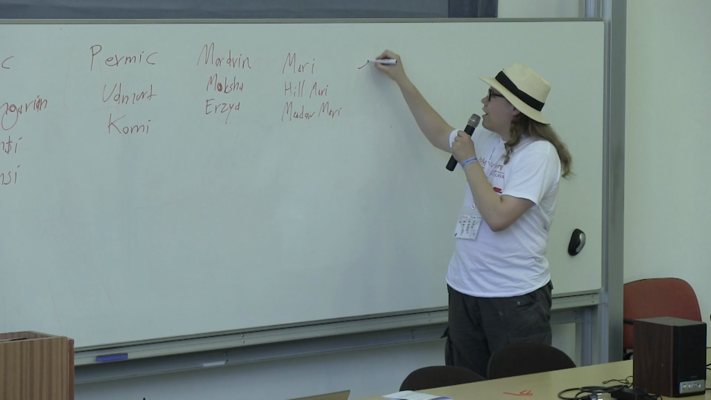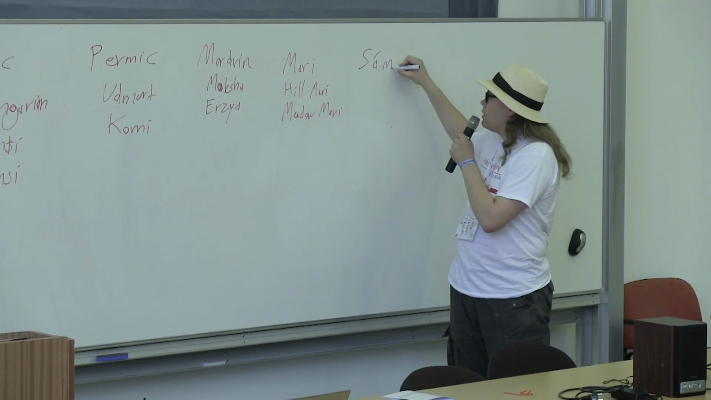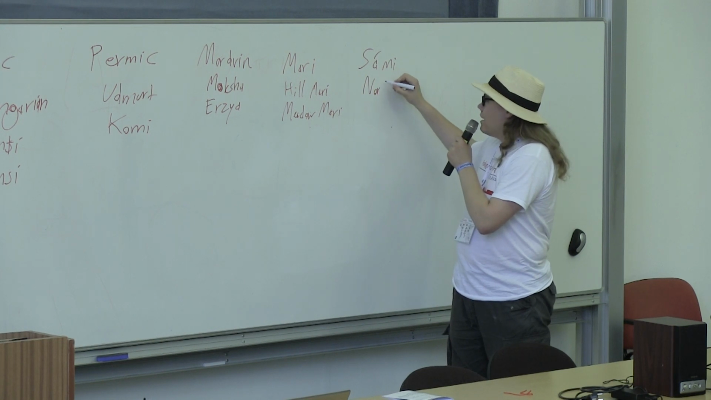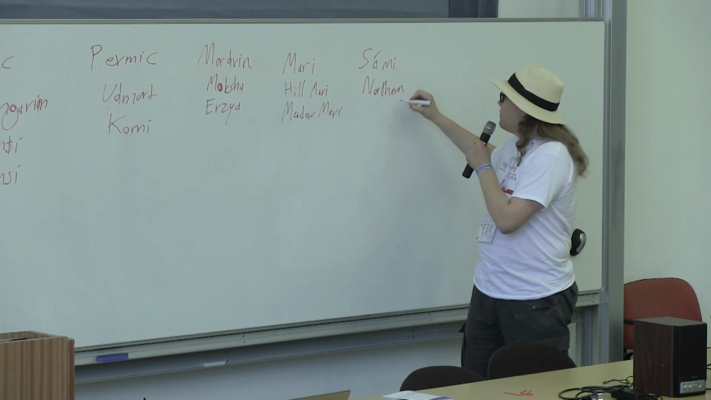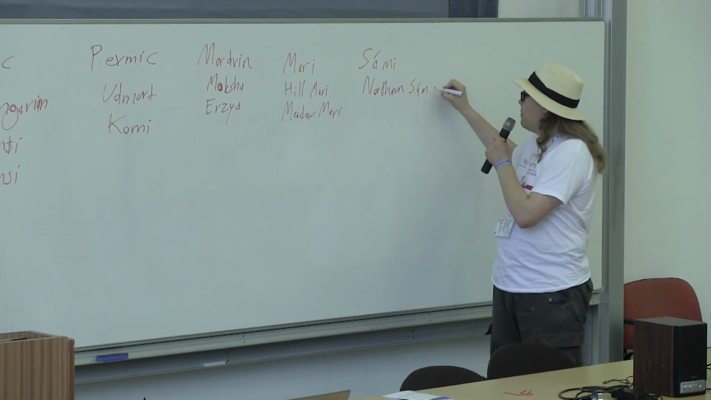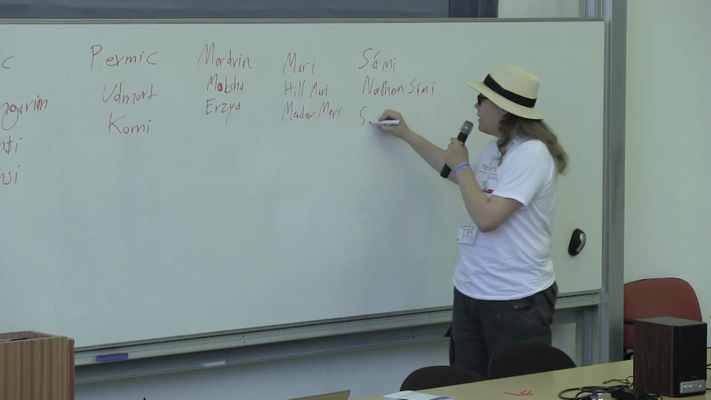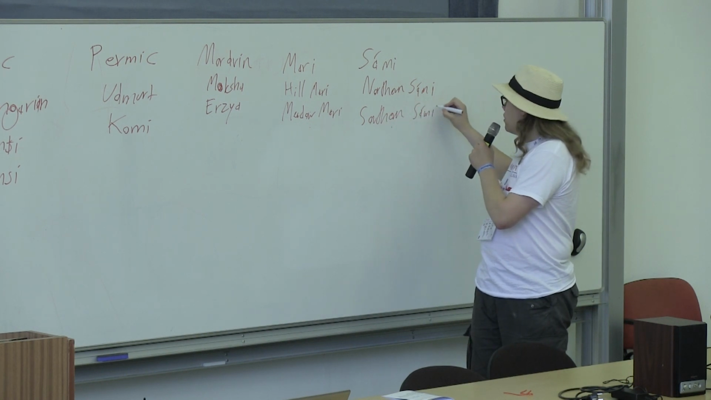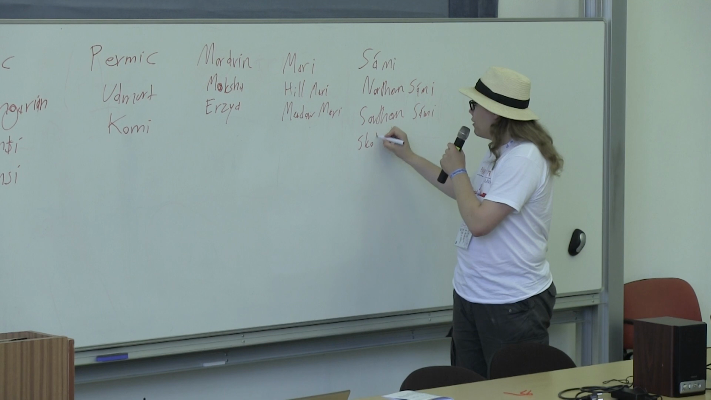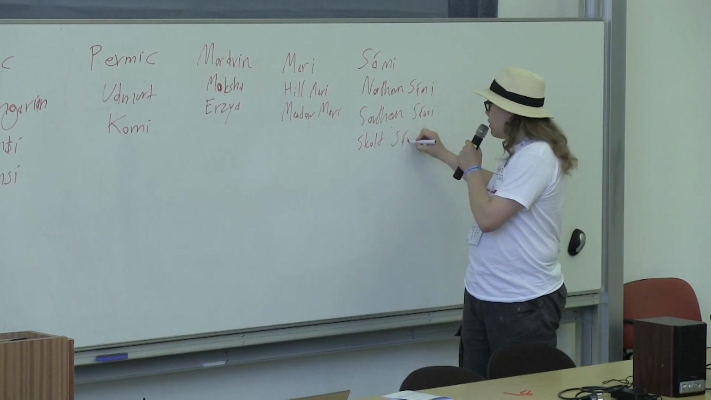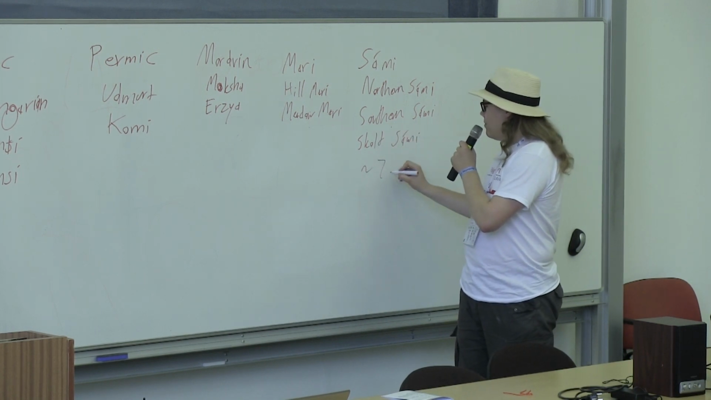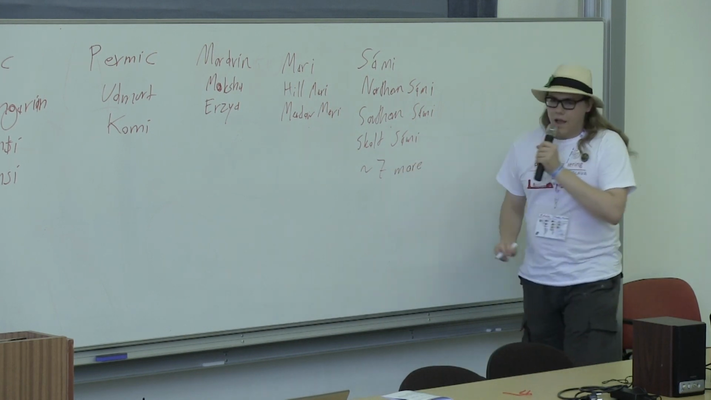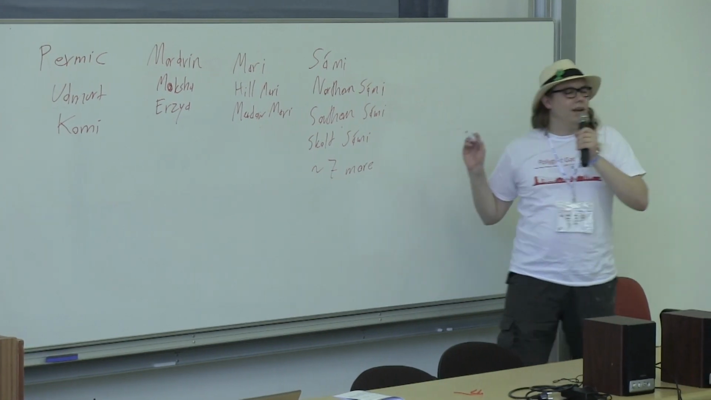There are the Sami languages, which I don't remember all of the names. There are about 10 of them, but there's definitely Northern Sami, Southern Sami, Skolt Sami, about 7 more. Yeah, Inari.